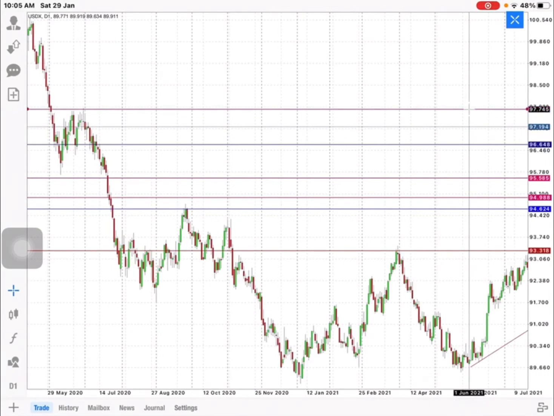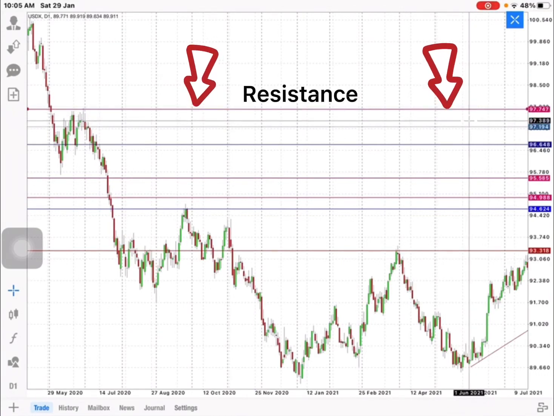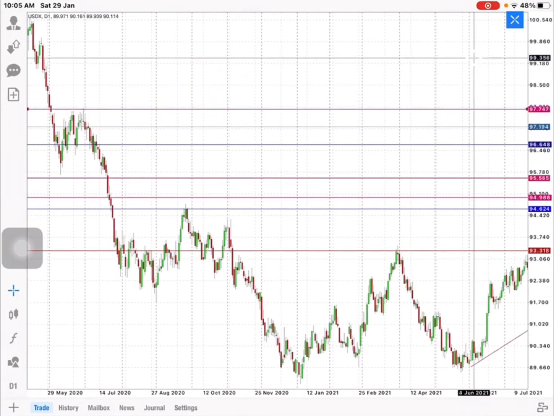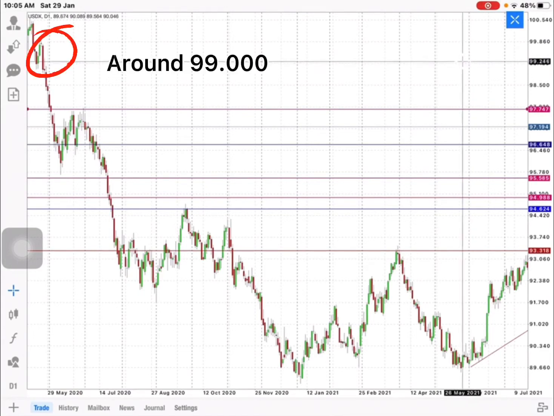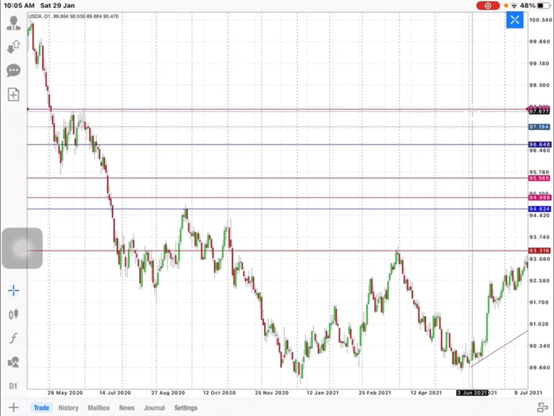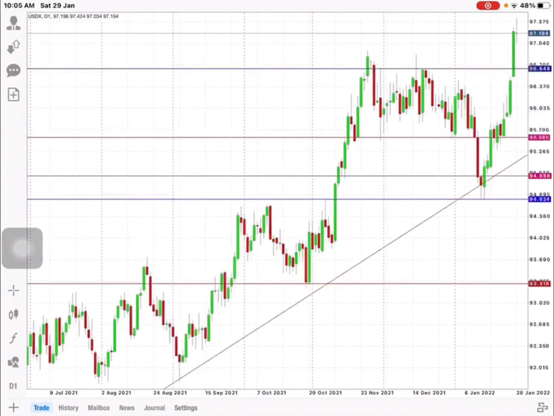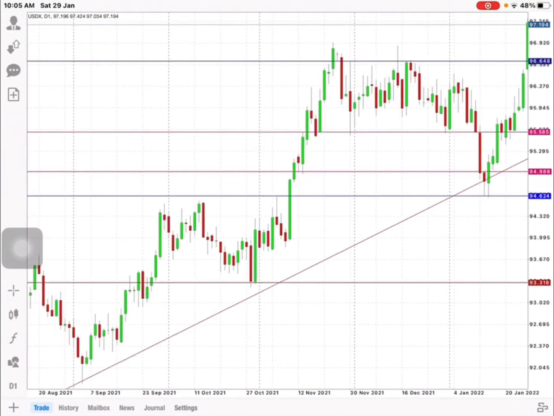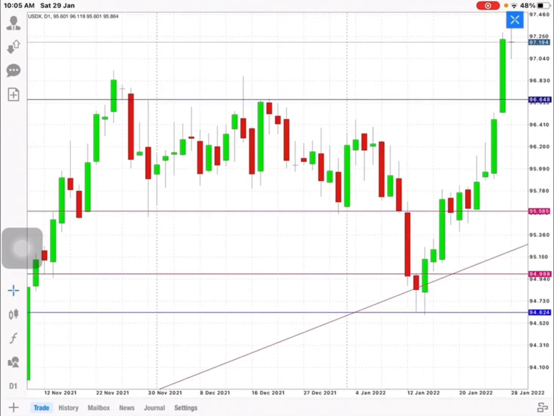I would like to see the market touching this resistance here, or if the market breaks this resistance, then I would like to see the market moving up further, around 99. Before that, I would like to see the market touching this resistance. That's my move on the USD index. I'm a buyer, but before moving on my buy position here, I'd like to see the market retracing from this resistance.